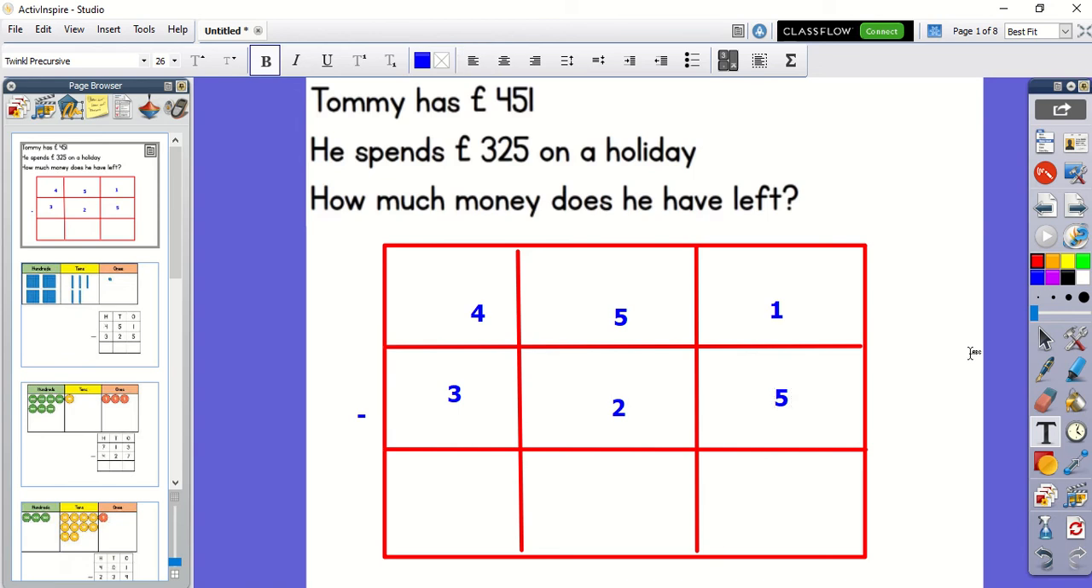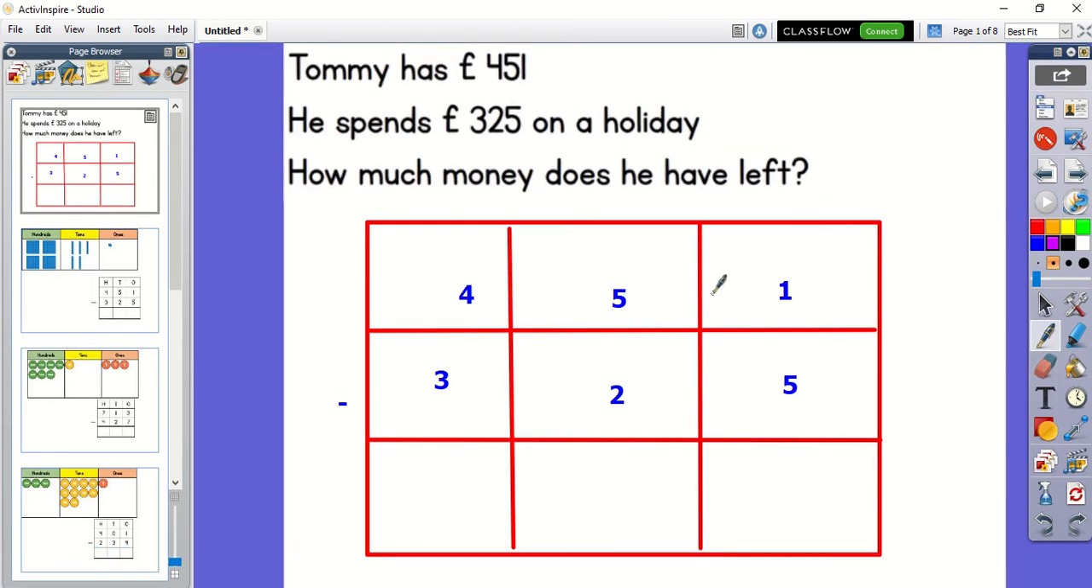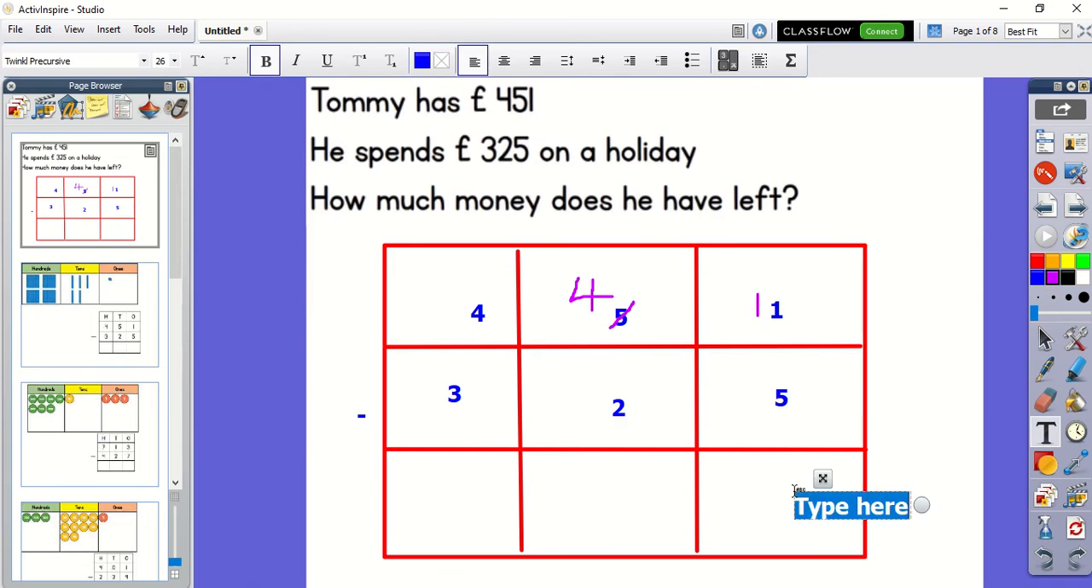Now then, let's start. So as usual, we're going to start with our ones column. But we can't do 1 take away 5 because 1's a smaller number. So hopefully you'll remember this from when we did it in class. We're going to borrow a 10. So we're going to swap this 5 and make it a 4. We're going to add that 10 onto our 1. So we've now got 11 take away 5, which we know is 6.